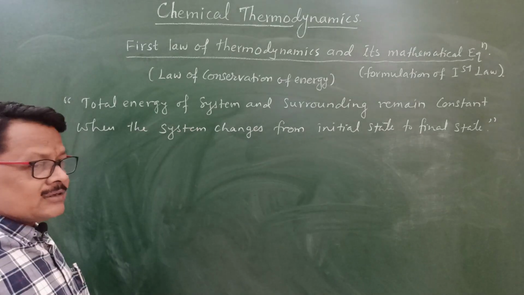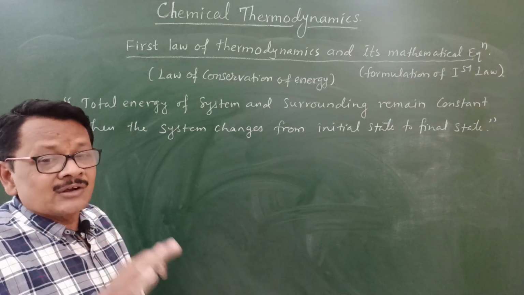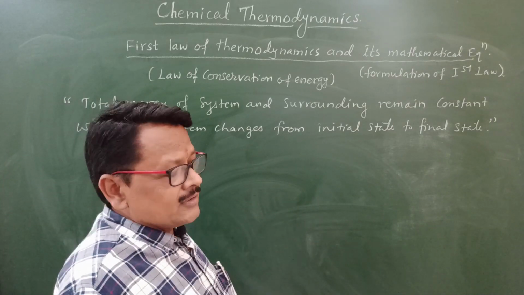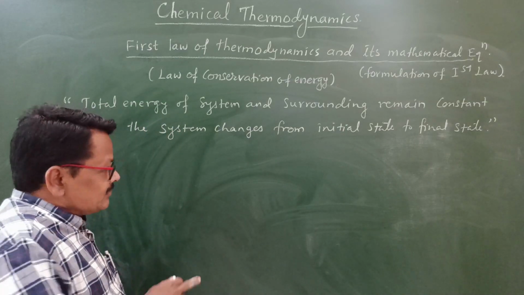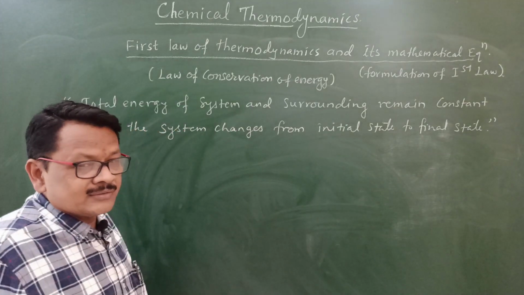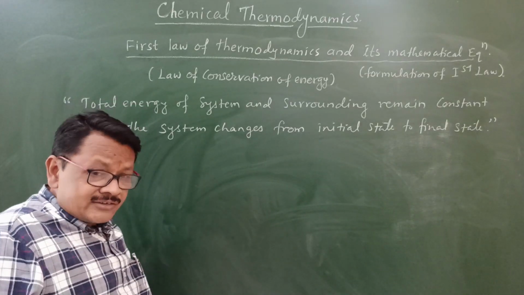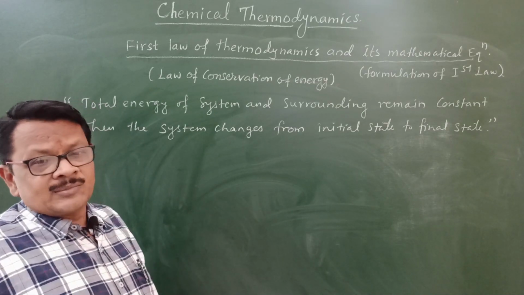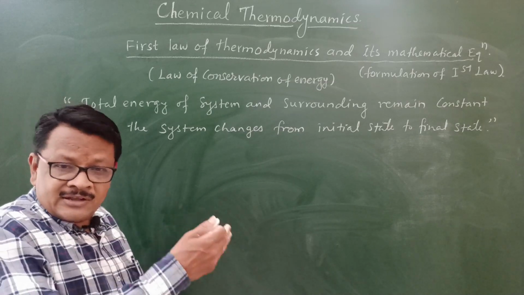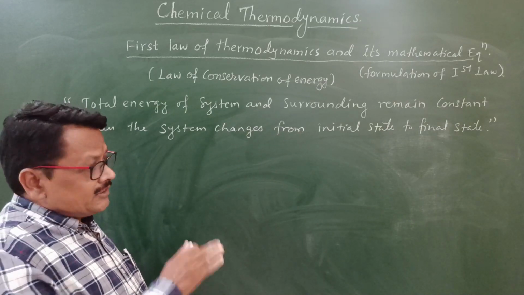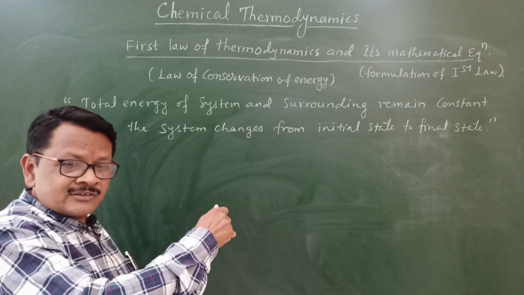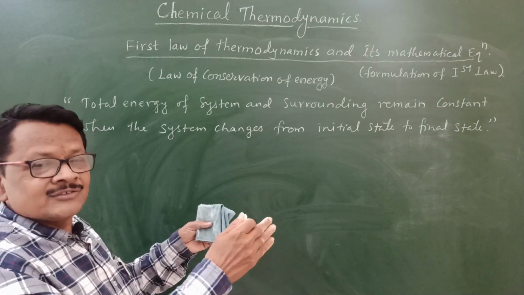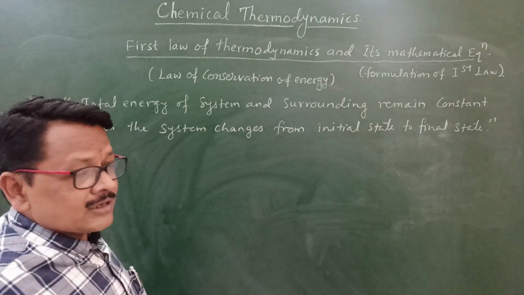Means the total amount of energy of the system and surrounding remain constant when that particular system changes from initial state to final state. While converting from initial state to final state, what energy change is taking place? Suppose in that particular system an exothermic reaction is taking place, then what happens? Heat is released from system to the surrounding. When heat is released, then system's internal energy decreases and surroundings' internal energy increases, but total energy of system and surroundings remains constant. So that is the meaning of this statement.